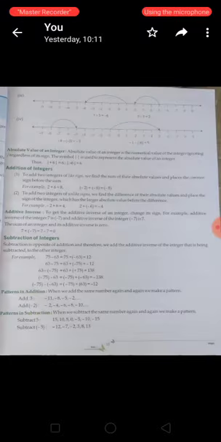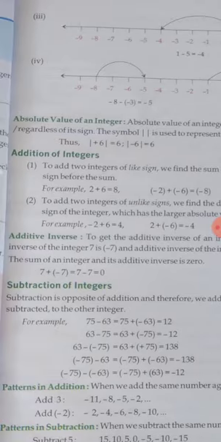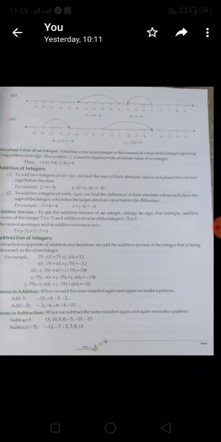And these are also similar problems. If you have any kind of problem, you inform me. Now, absolute value of an integer. I have also told you, regardless of sign, it means you remove only the sign and write the value. That is your absolute value. Now subtraction of integers, this is also very simple.